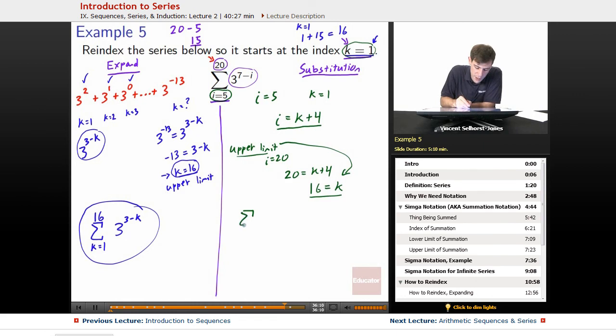Now we just plug in through substitution. So 16 is our upper limit. We just figured that out.